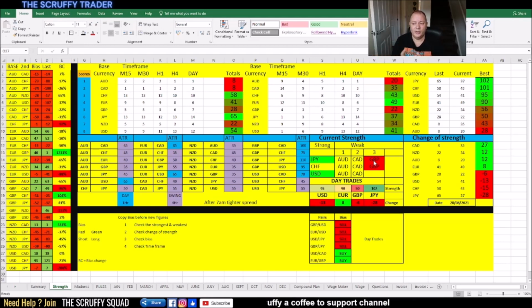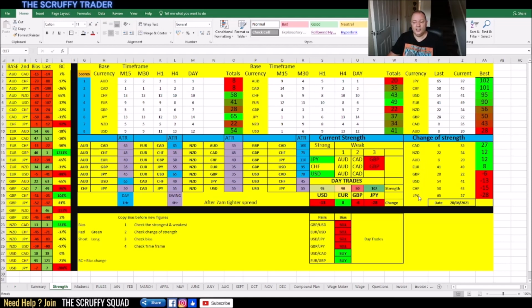Now that is filtered down into this section here, which is the current strength. So if you don't want to go right the way through the sheet, you just look at the current strength and it'll tell you what the 3 strongest are pitched against the 3 weakest. Okay, and it'll work it out into a little matrix. So you can quickly look at them and think, well, I quite fancy the Aussie JPY today. There it is there. Okay, so you can pull your chart up, have a good look at it, and then you can look at the change of strength to see if there's any correspondence.